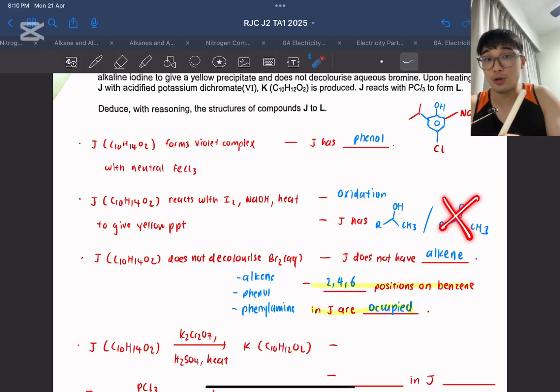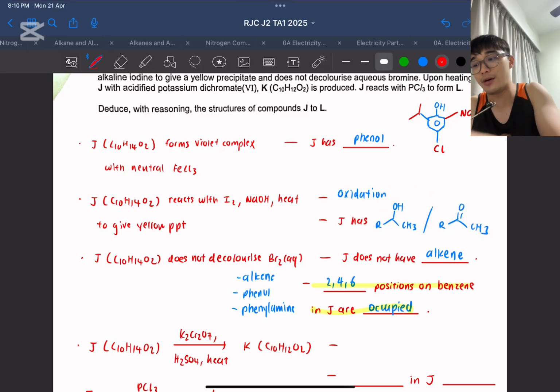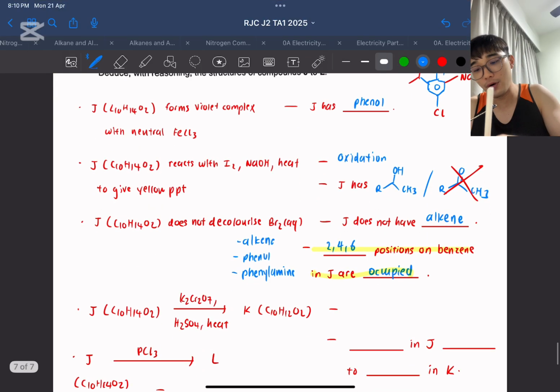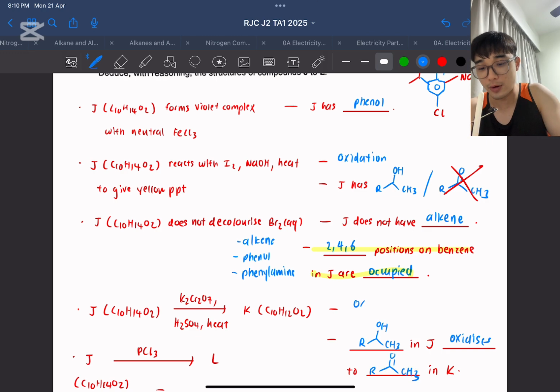It can't be ketone then because ketone cannot further oxidize. It has to be a methyl alcohol. So we can cross this out. It has to be a methyl alcohol in J. So you can write it down: methyl alcohol in J oxidizes to methyl ketone in K. This is the only way that it can make sense. This is our oxidation reaction. You can state that as well.